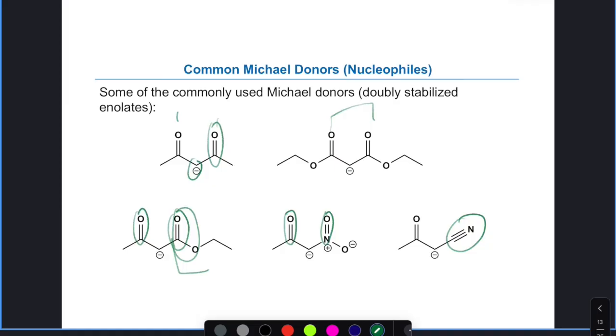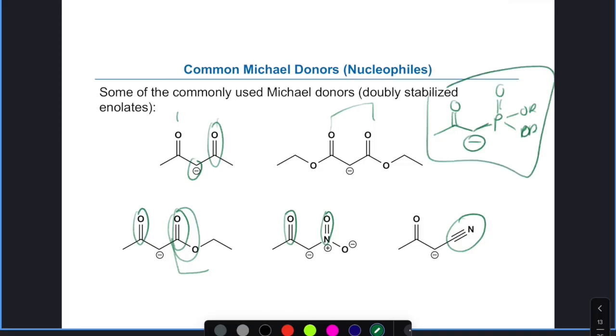Very much similar to what you see with things like HWE, right? The negative charge in between these two is being stabilized by both. The only reason an HWE reagent, this guy here, does not show up on this list is that the phosphorus on that other group becomes a leaving group, which is specifically used for olefination.